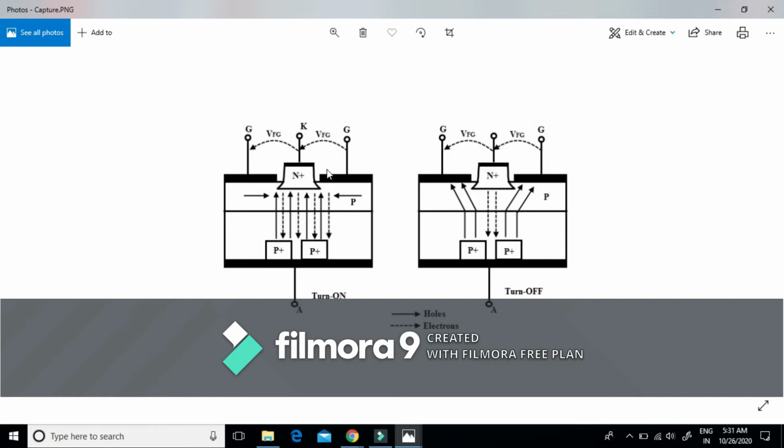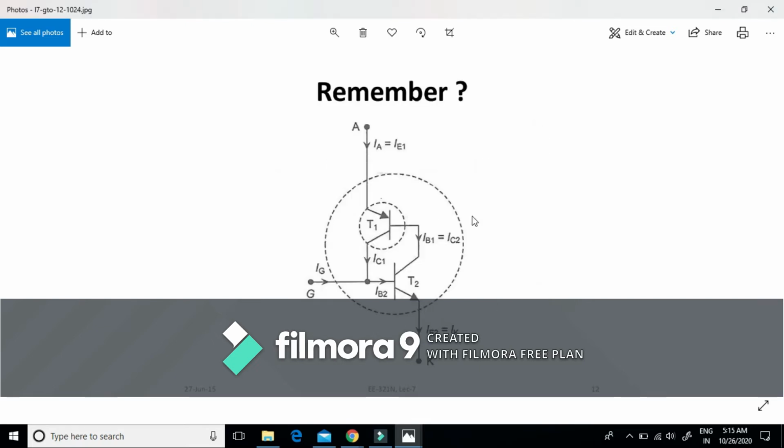Therefore, we can say the initial turn on area is very large, and thus the spreading is very small. In other words, the GTO comes into the conduction state very quickly due to this interdigitated structure. The turn on process of this GTO is explained by the two transistor model analogy.